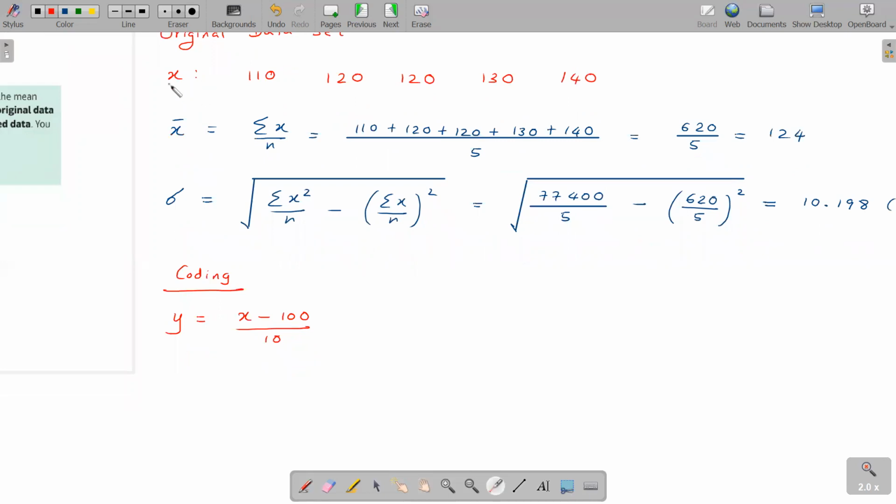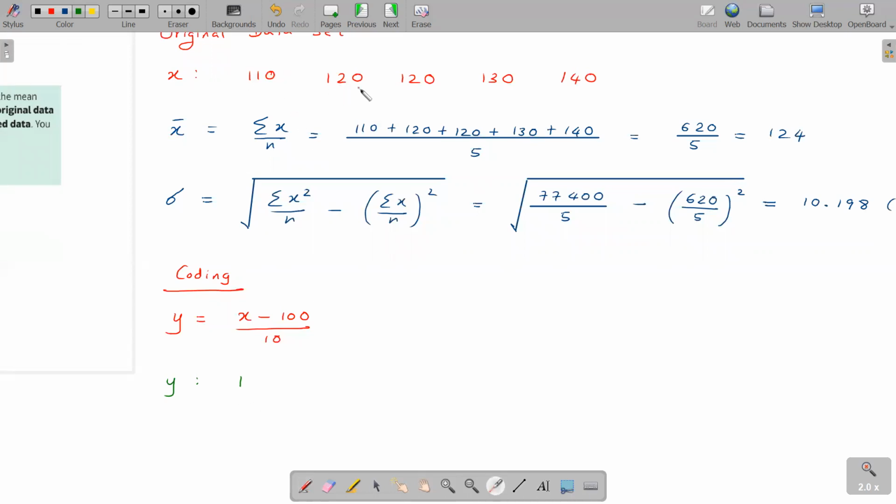Now the original data set is X. So now I'm going to create the new data set called Y. How do you create the Y data set? From the X values, you're supposed to subtract 100 and divide by 10. Take every single X value and do it. The first X value is 110. You subtract 100 and divide by 10. What's the answer? 110 minus 100 is 10. 10 divided by 10, the first data value is 1. Guys, can you see? 110 transforms into 1.